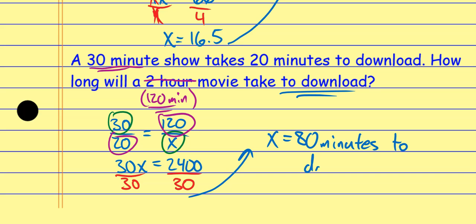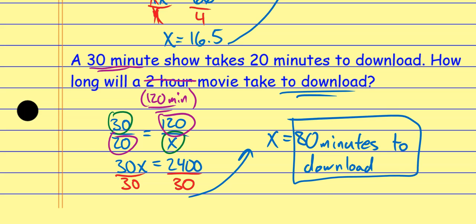to download. And always make sure it makes sense in context as well. When you looked at the 30-minute show, the download took less time than the actual length of the show. And so as I look at this 80 minutes, does that make sense for a movie that's 120 minutes? Well, yeah, it should take a little bit less to download than it would be to actually watch the movie. Okay?